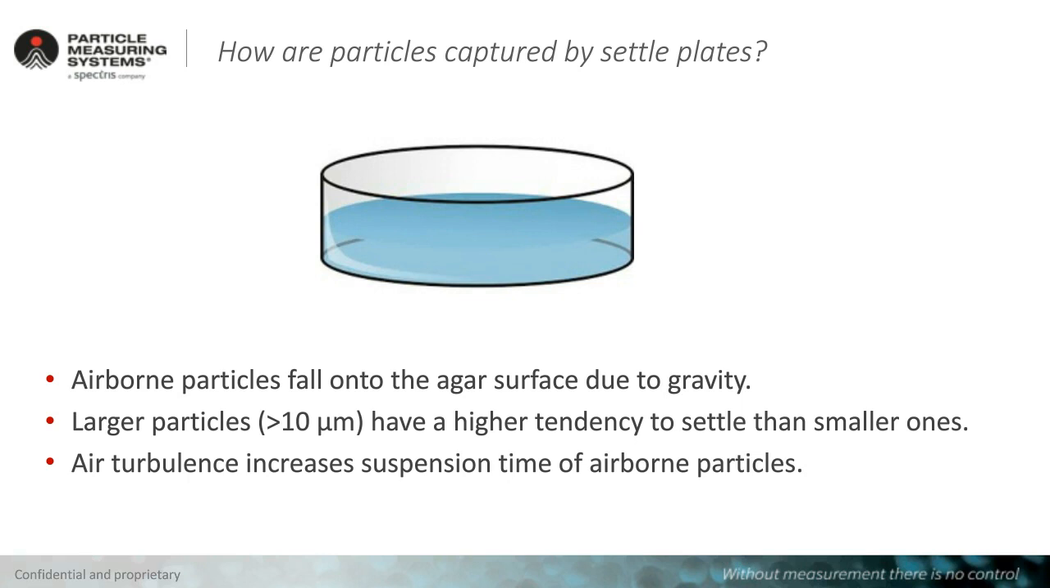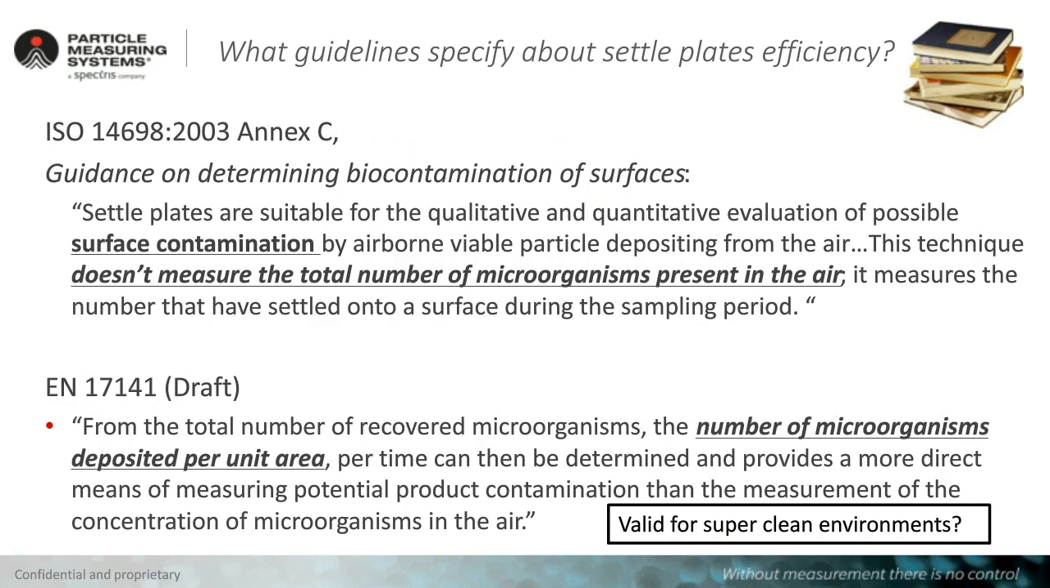So what guidelines exist about settle plate efficiency? If you look into ISO 14698, it is clear that settle plates are not considered a measure for air contamination, but they are a measure for surface contamination because they measure the settling of microorganisms on the surface. So they are not measuring the total number of microorganisms present in the air. They are measuring how microorganisms or particles would be settling on surfaces.